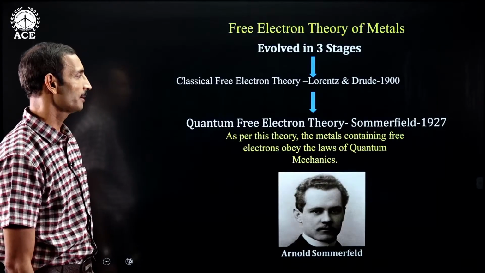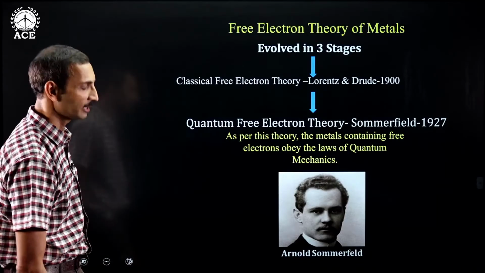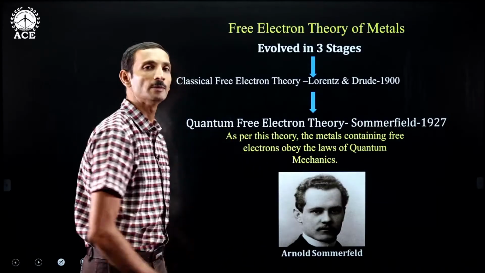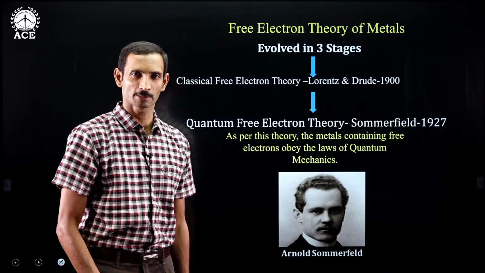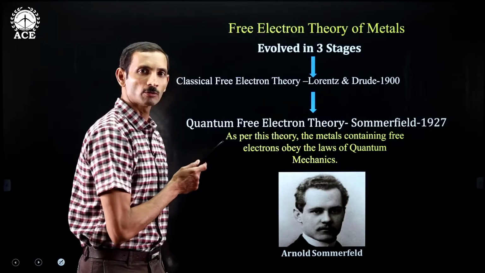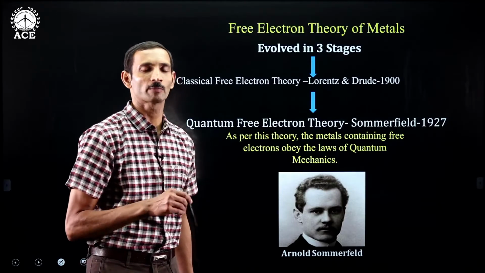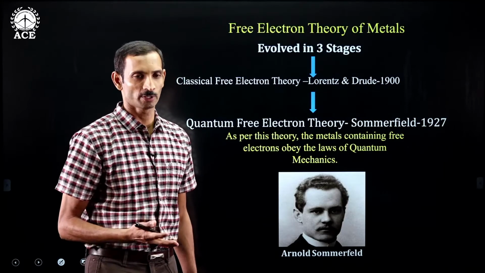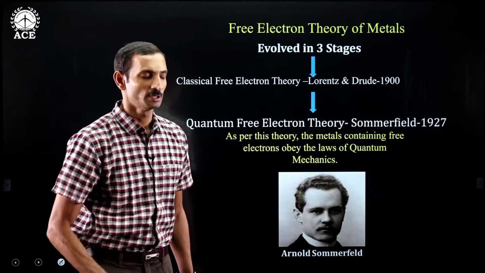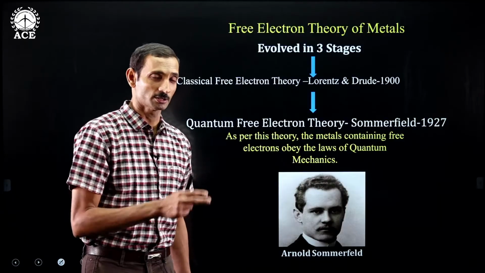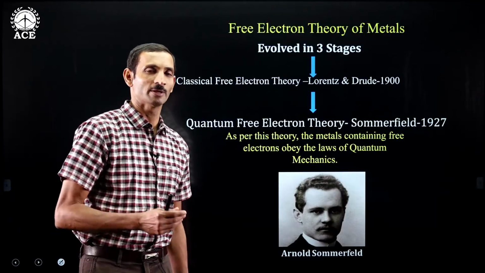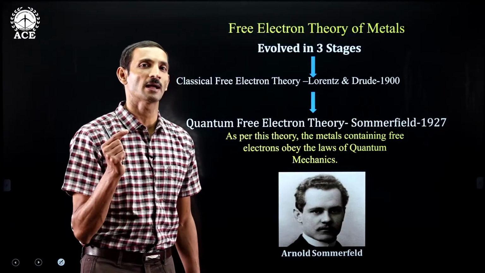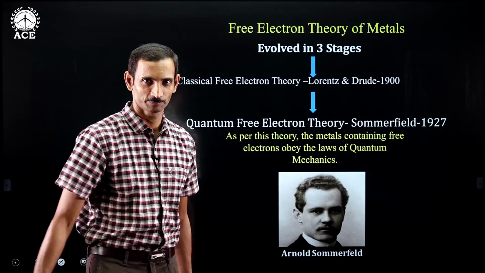According to Sommerfeld, the quantum free electron theory is the one that attributes the laws of quantum mechanics to the motion of electrons in metals. So electrons obey all the laws of quantum mechanics. That means they will not have all energies possible, they will have only discrete energies, all these kinds of laws that would be obeyed by the electrons according to this theory. This particular theory also has a few shortcomings.